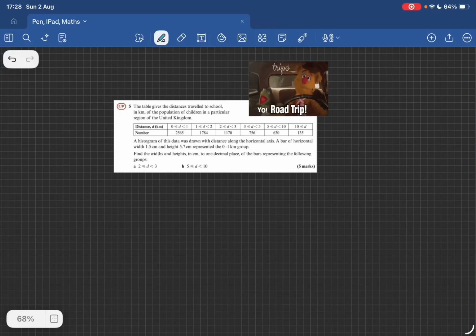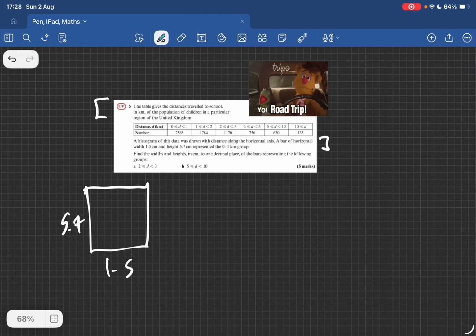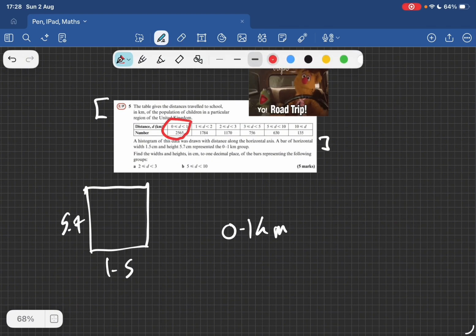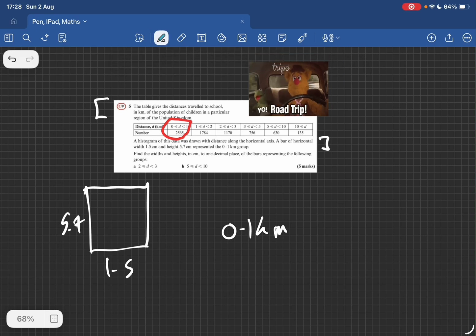Here in Mixed Exercises 3, we've got our first exam question. You've got this histogram of distance travelled to school for children in the UK, and you've been given an example. They haven't given you the whole histogram in a diagram, just this example: a bar with width of 1.5 and height of 5.7 represents the 0 to 1 kilometer group.